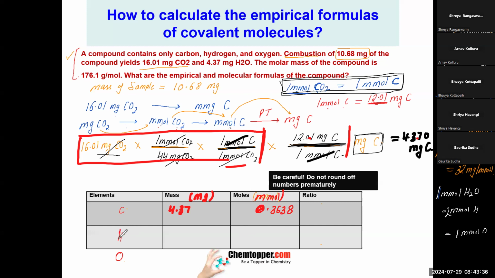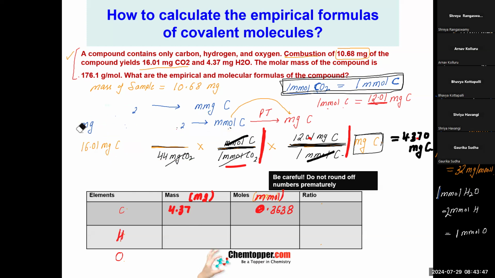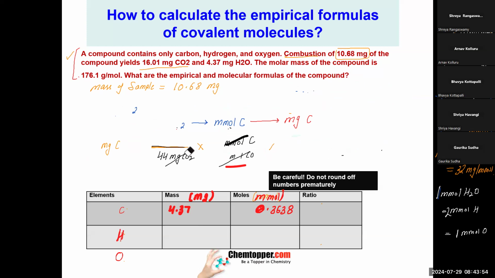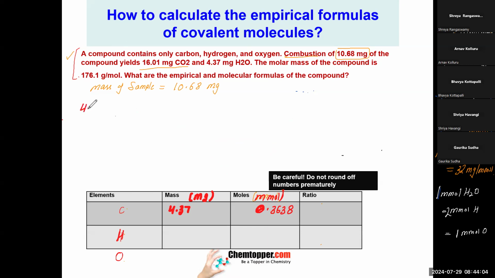Okay, for hydrogen, now I have to work for hydrogen, okay? So you're going to help me for hydrogen. From where I can get the information of hydrogen? From water. So I'll start with milligrams of water. How many milligrams of water are given? 4.37 milligrams of water.